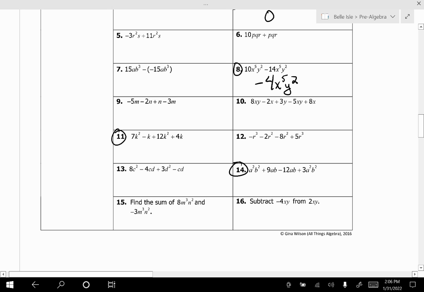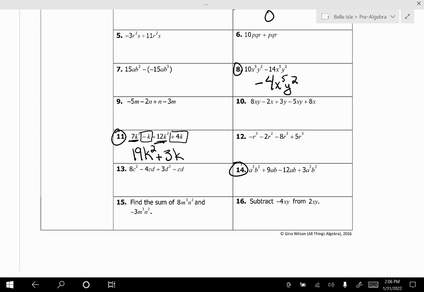Okay. Number 11. We have our k squareds, so we can put those together. What's 7k squared plus 12k squared? It's 19k squared. We have -k plus 4k, plus 3k.